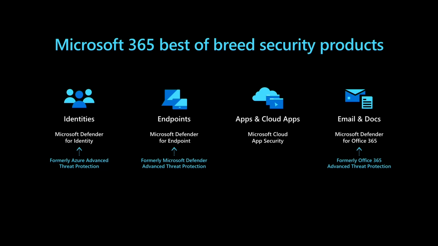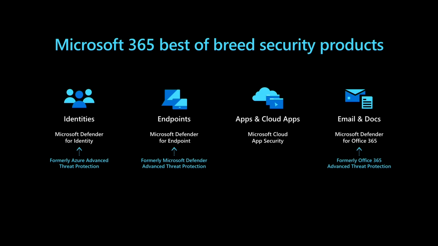Then Microsoft Cloud App Security, which detects unusual behavior across cloud apps to identify ransomware, compromised users, or rogue applications. And finally, Microsoft Defender for Office 365, formerly the Microsoft Office 365 Advanced Threat Protection, which offers threat protection across email and other collaboration vectors like Microsoft Teams, SharePoint Online, and OneDrive.